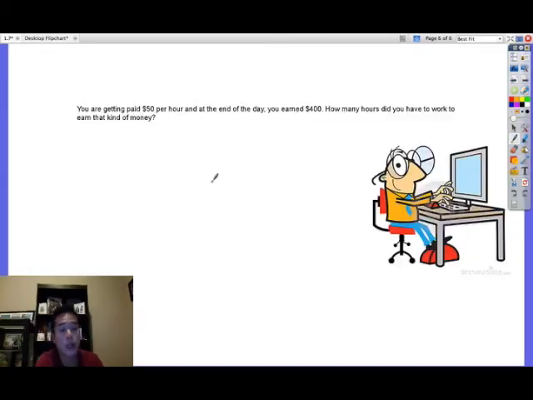So this last problem we have is a word problem. It says you are getting paid $50 an hour, and at the end of the day you've earned $400. How many hours did you have to work to earn that kind of money? So my first step is I'm going to have to define my variable. The variable usually comes from the question. So I'm going to say let h, and the question asks how many hours did you have to work. So just let h equals hours worked.